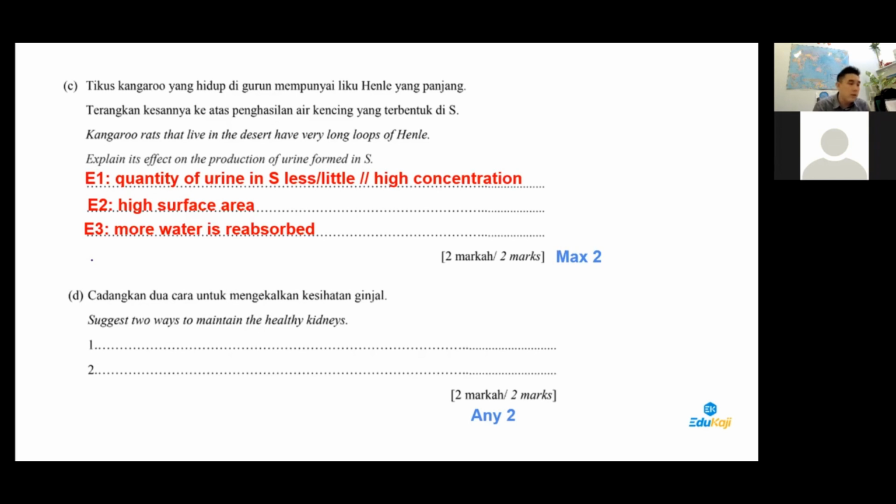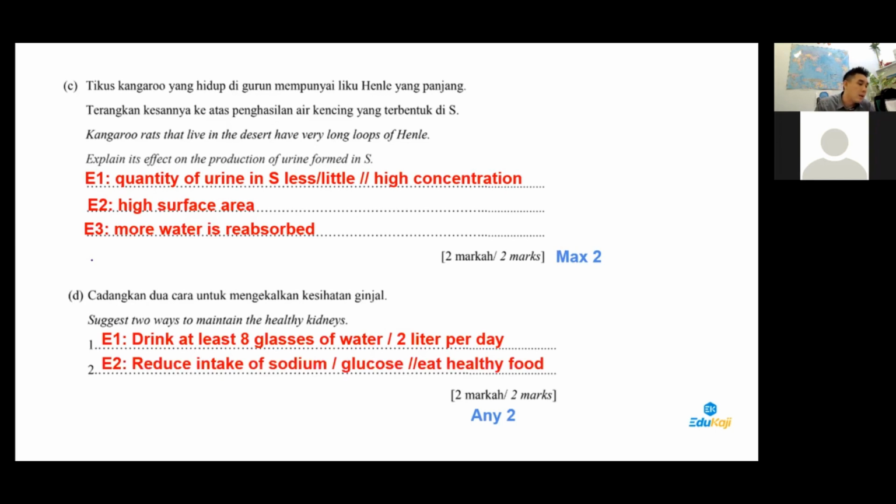Okay, and the next one is very simple. Healthy kidney, guys. Regular exercise. Don't take too much salty food. Drink at least 8 glasses of water per day.